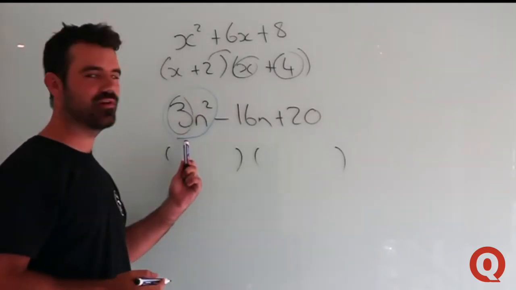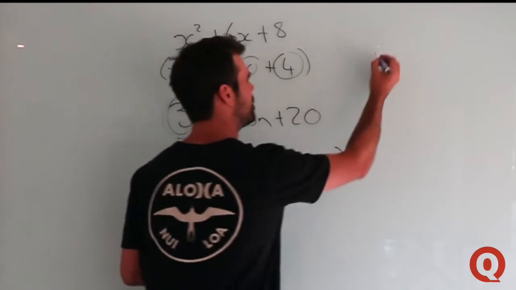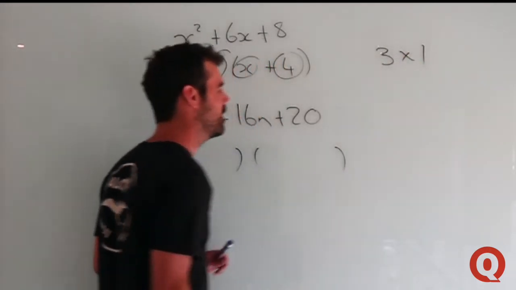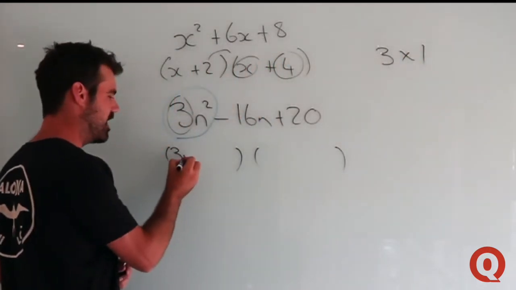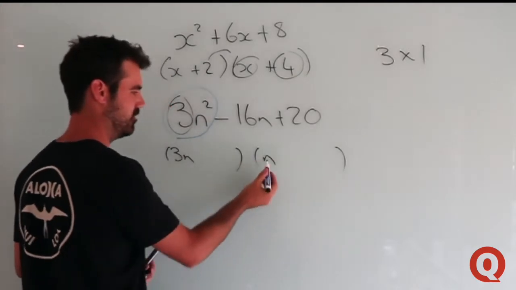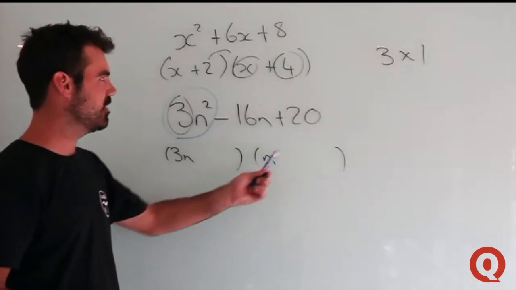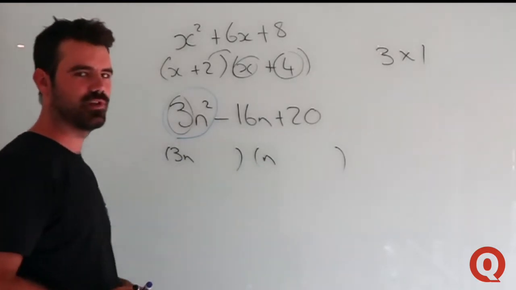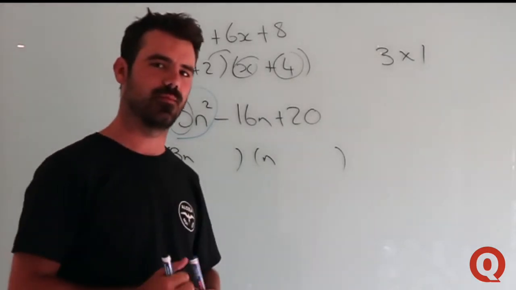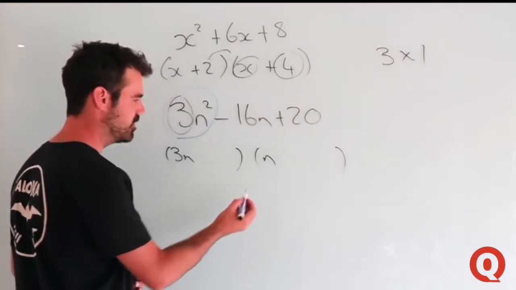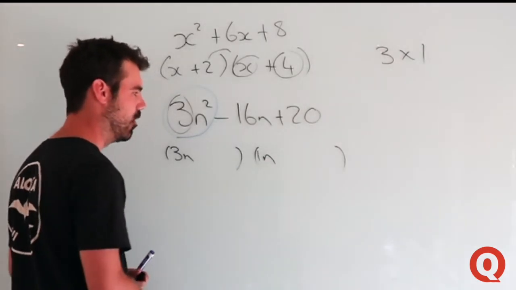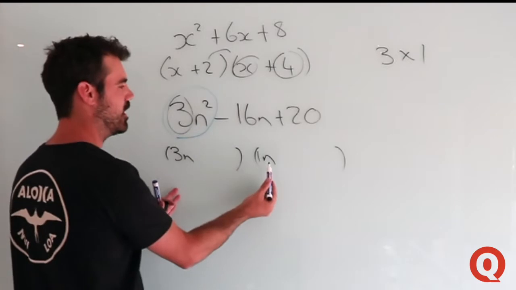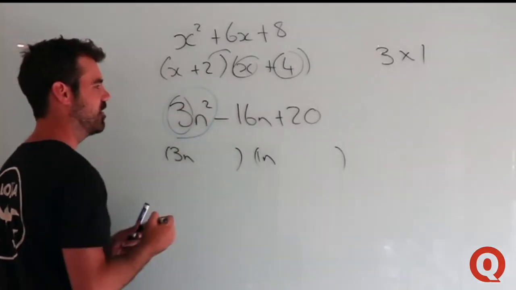Well, luckily it's a prime number, so 3 can only be made one way, which is 3 multiplied by 1. So I know I'm going to have 3n and n. Some people might be asking, well, isn't it 1n because you said 3 times 1? Well, as we know, any variable standing on its own with no coefficient just means there's one of them. So there's no need for us to put the 1. For those who want it there we go, 1n. So we've got 3n times 1n, which is going to give us this 3n squared.